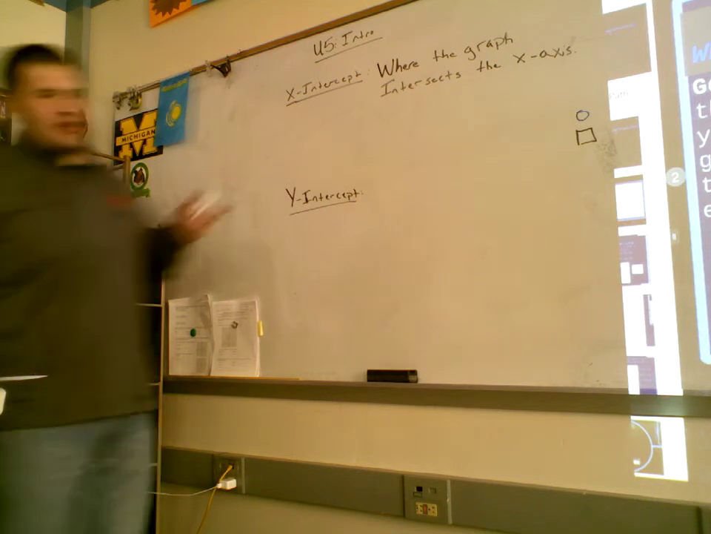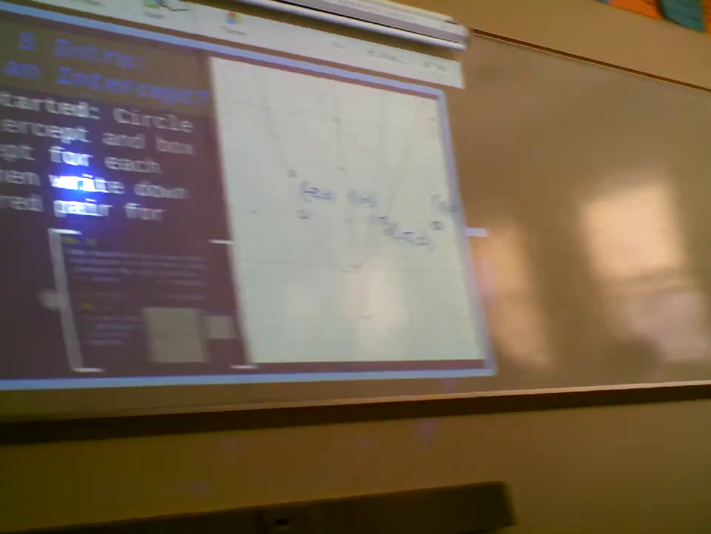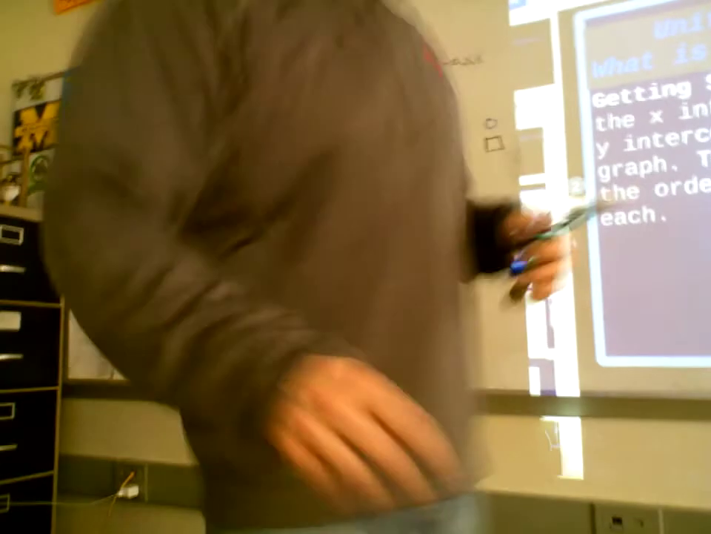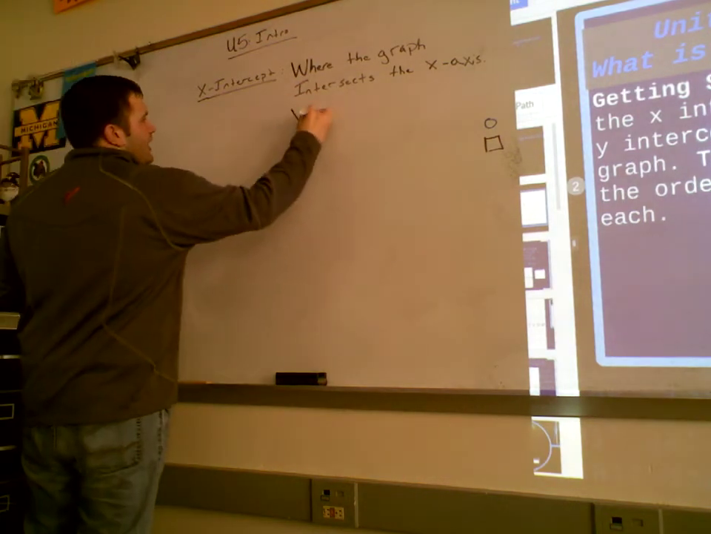Now there's something interesting about all of these points. All the points that we wrote down. What's interesting about every one of those points? What's the same about every one of those points? 0. What's 0? The y. Okay? When we find the x-intercept, that means that our y value is 0. So the x-intercept occurs when y equals 0.